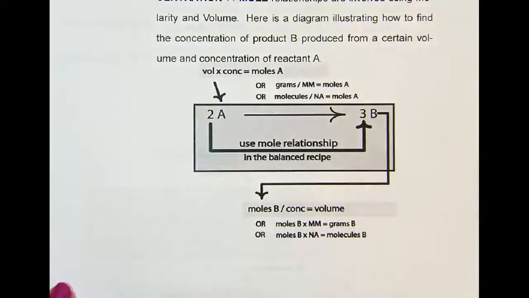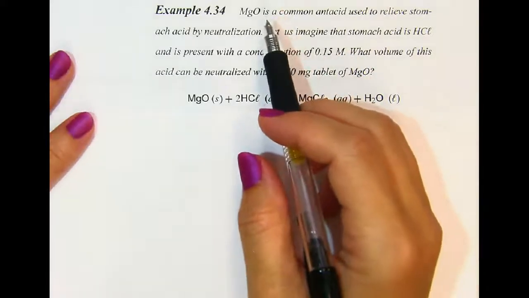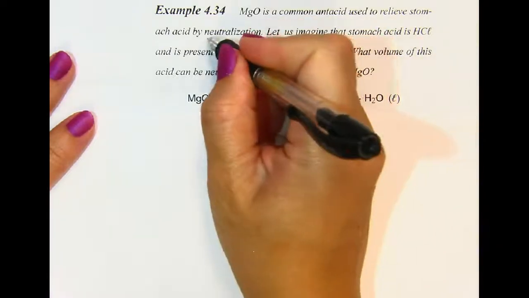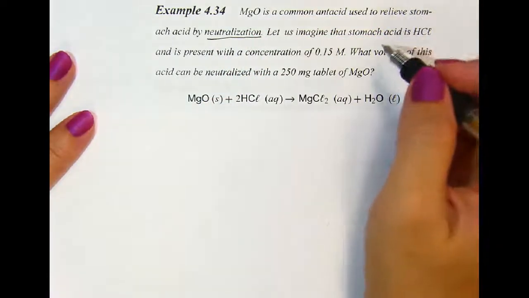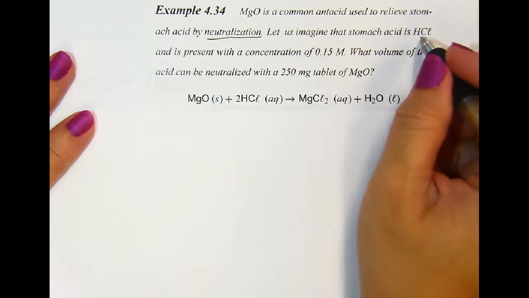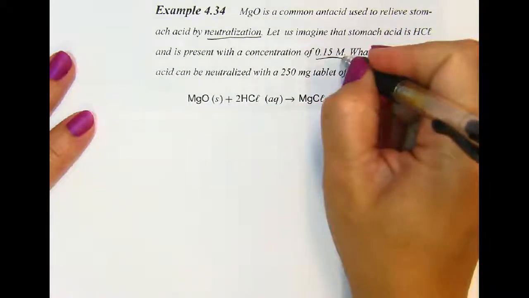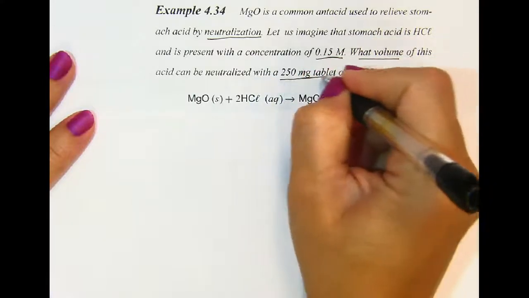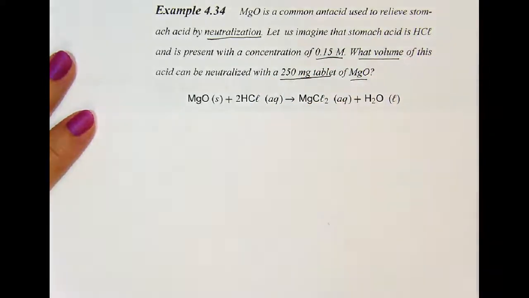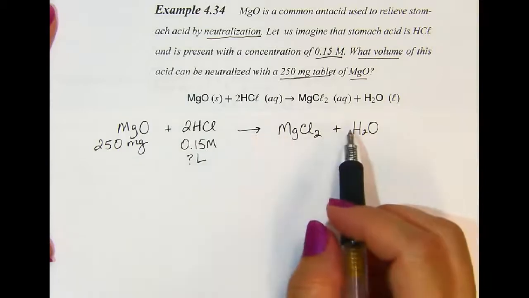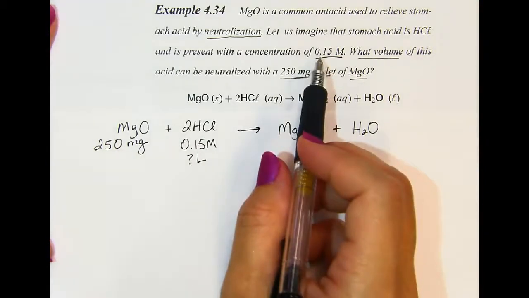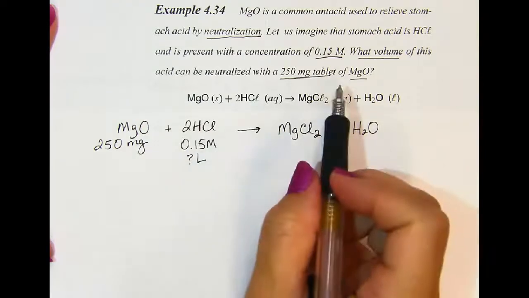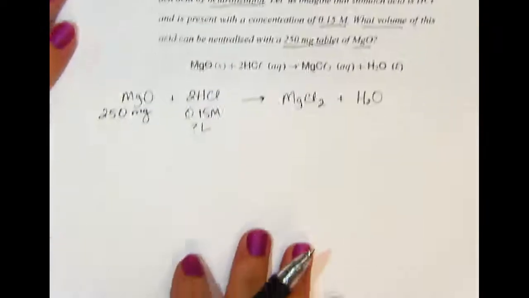Example 4.34, magnesium oxide is a common antacid used to relieve stomach acid by neutralization. That's actually a key word that we'll talk about later. Let us imagine that stomach acid is hydrochloric acid and is present with this concentration. What volume of this acid can be neutralized by a 250 milligram tablet of magnesium oxide? So I've rewritten this equation below, and I've put that we have 0.15 molar and question mark volume underneath hydrochloric acid, and that we're given 250 milligrams of the tablet here.